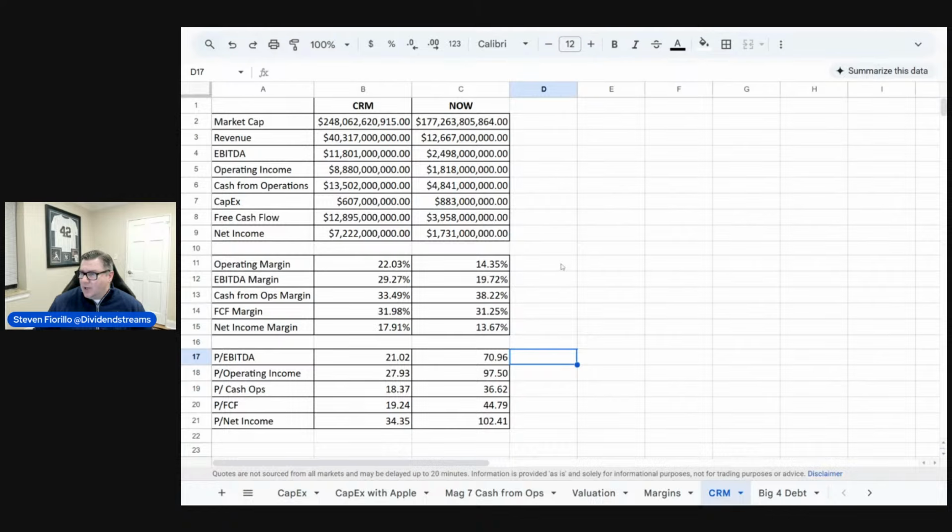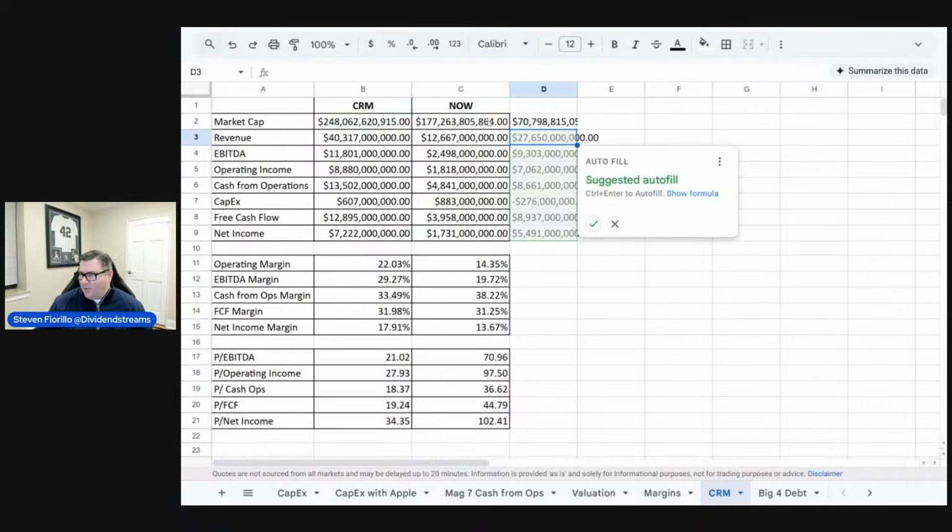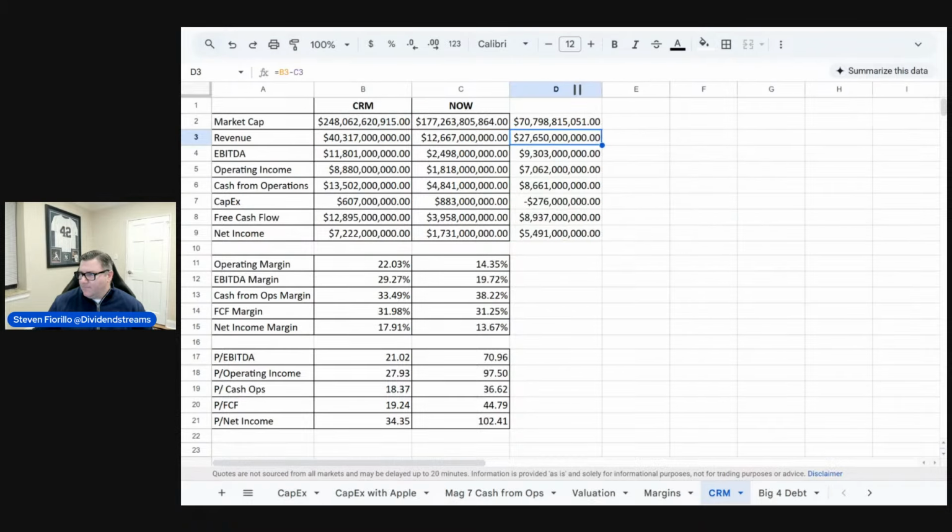Okay, so let's look at how much more CRM is compared to now on what they're producing. CRM is doing an additional 27.5 billion in revenue, an additional 9 billion EBITDA. I mean, they're just a much bigger company. An additional 9 billion in free cash flow, 5.5 billion net income.